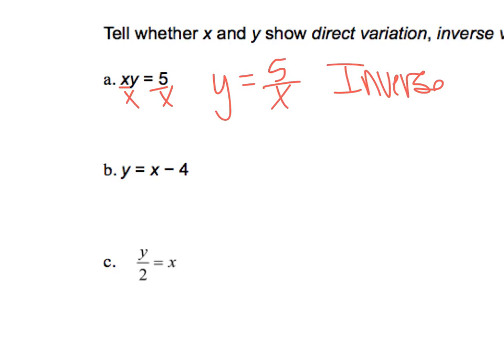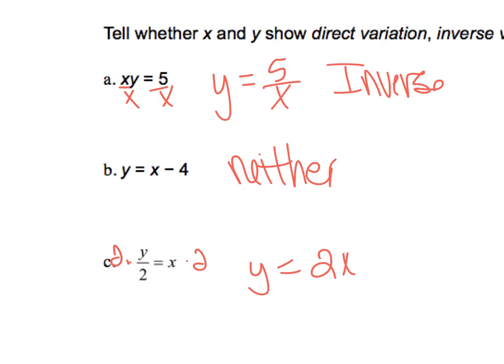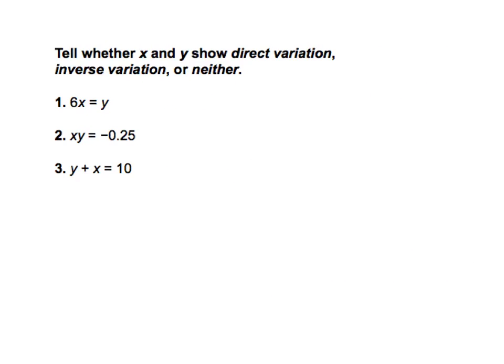The second one, we have y equals x minus 4. That's going to be neither direct nor inverse. And the last one, if we multiply both sides by 2 and we solve for y, we have y equals 2 times x, which means we are multiplying a times x, so that would be direct.